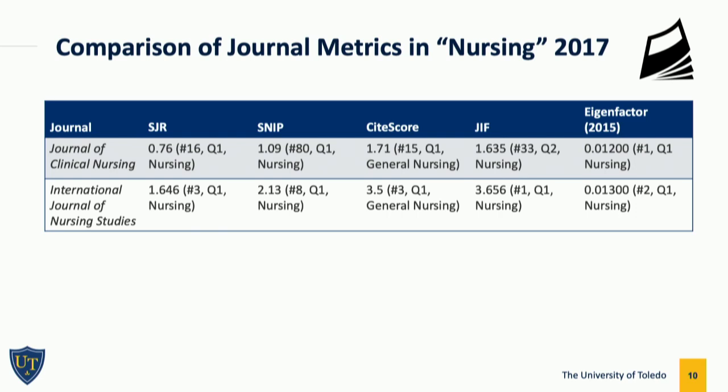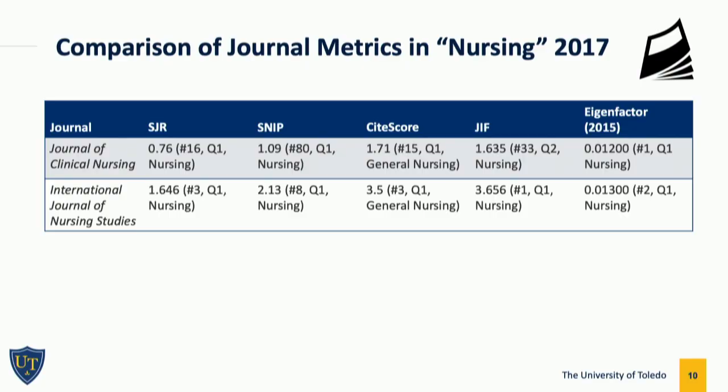The number is a little bit different in CiteScore. The number is higher. The ranking has then changed significantly. It's jumped up to number 15, putting it in the first quartile. So different metrics will produce different scores.